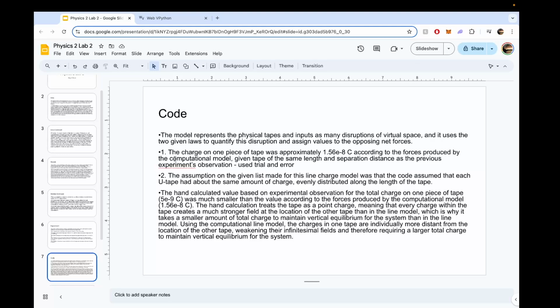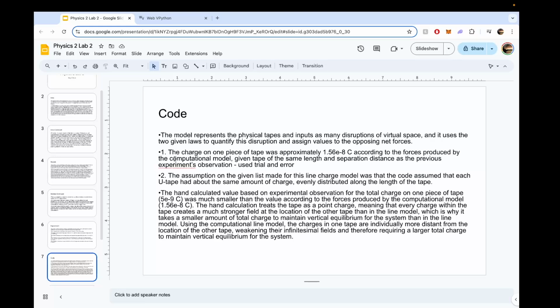The charge on one piece of tape was approximately 1.56 e to the negative 8 according to the forces produced by the computational model, given the tape of the same length and separation distance as the experiment's observation. We used trial and error to find this. The assumption made for this line charge model was that the code assumed that each U-tape had about the same amount of charge evenly distributed along the length of tape.